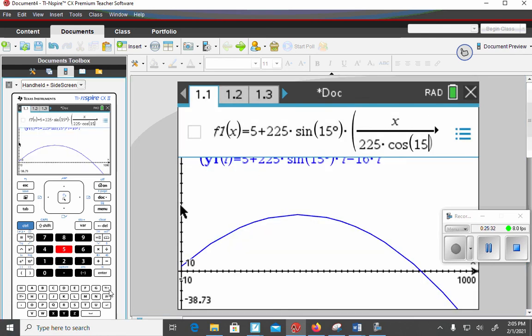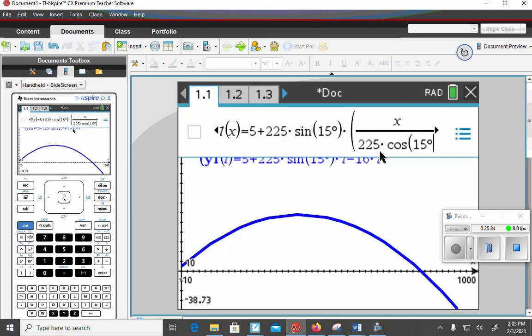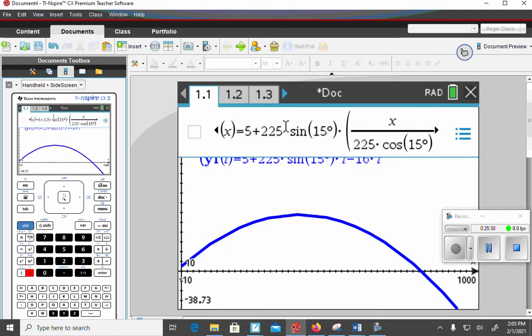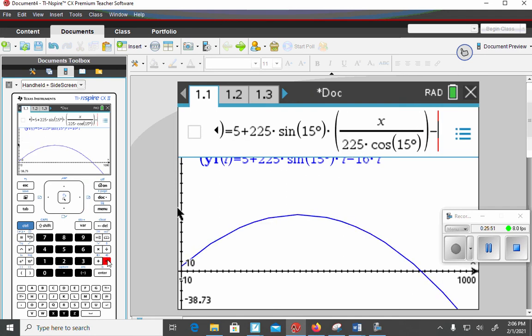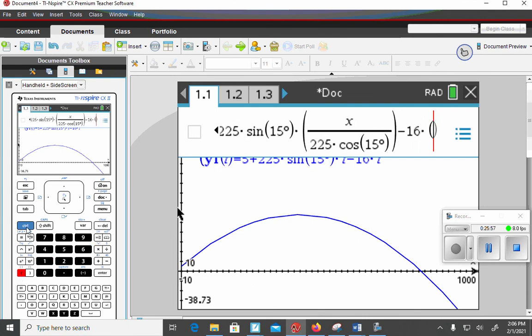Now you could have simplified this along the way, and you could have, like on this one, the 225s could have simplified, but I chose not to do that. So then I'm just going to leave it the same. So that's t, and then I'm going to have minus. So I'm going to get out of that whole thing, and I'm going to do minus 16 and then t squared. So again, I'm going to hit times, put in a parenthesis again.